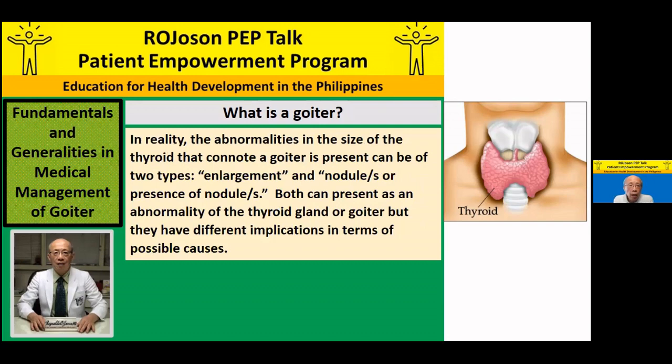In reality, abnormalities in the size of the thyroid gland, or in the thyroid gland that connotes a goiter, can be of two types. The abnormalities are either enlargement or the presence of nodules. Both can present as an abnormality of the thyroid gland, or goiter, but they have different implications in terms of possible causes, as we shall see later on. So we have to differentiate enlargement from nodules.